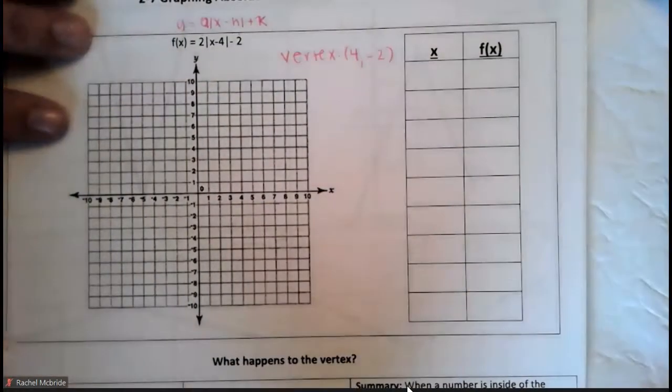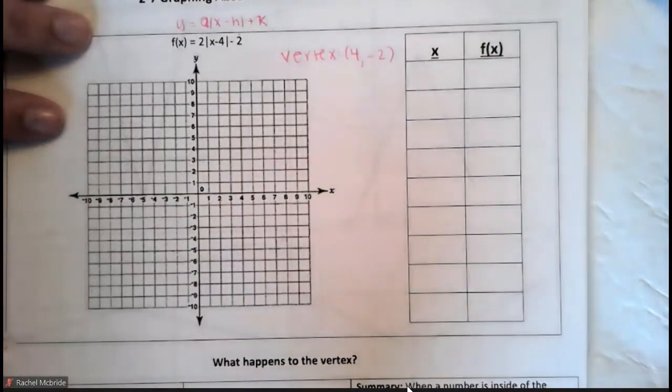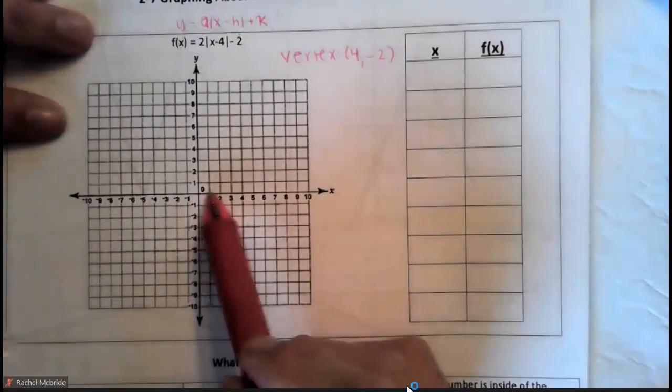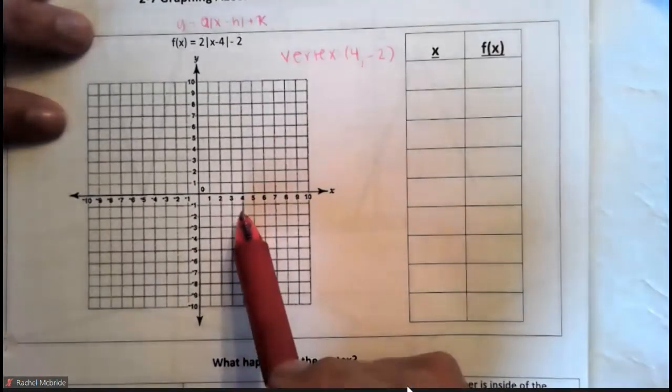So that's our key point. That's where the V, or the tip of the V, is going to live. So we're going to go over to our graph and we're going to graph 4, negative 2.